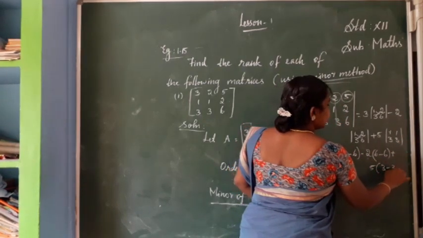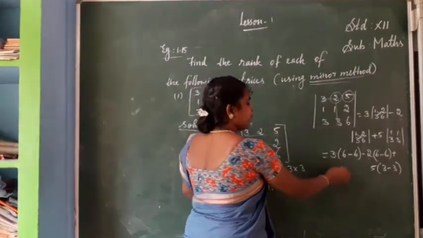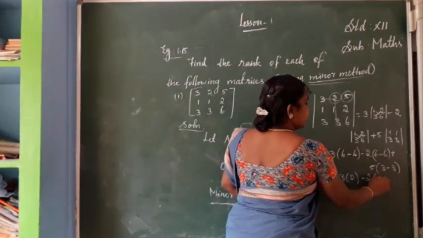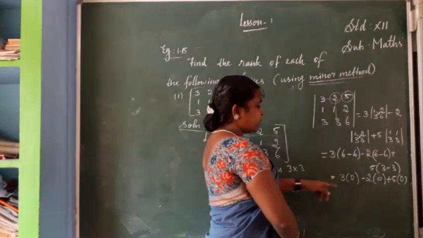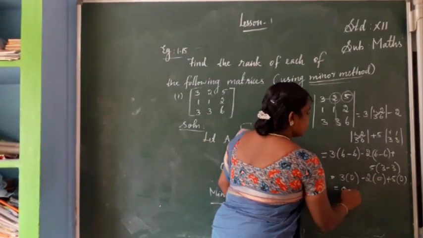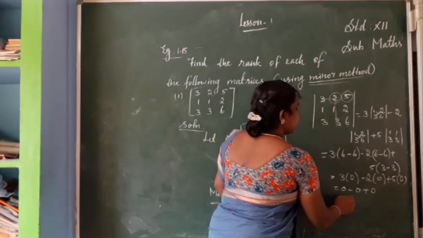Equal to, so 6 minus 6 is 0, and 3 into 0. Minus 2 into 6 minus 6 is 0, plus 5 into 3 minus 3 is 0. So all the values: 3 into 0 is 0, 2 into 0 is 0, 5 into 0 is 0. So equal to 0.